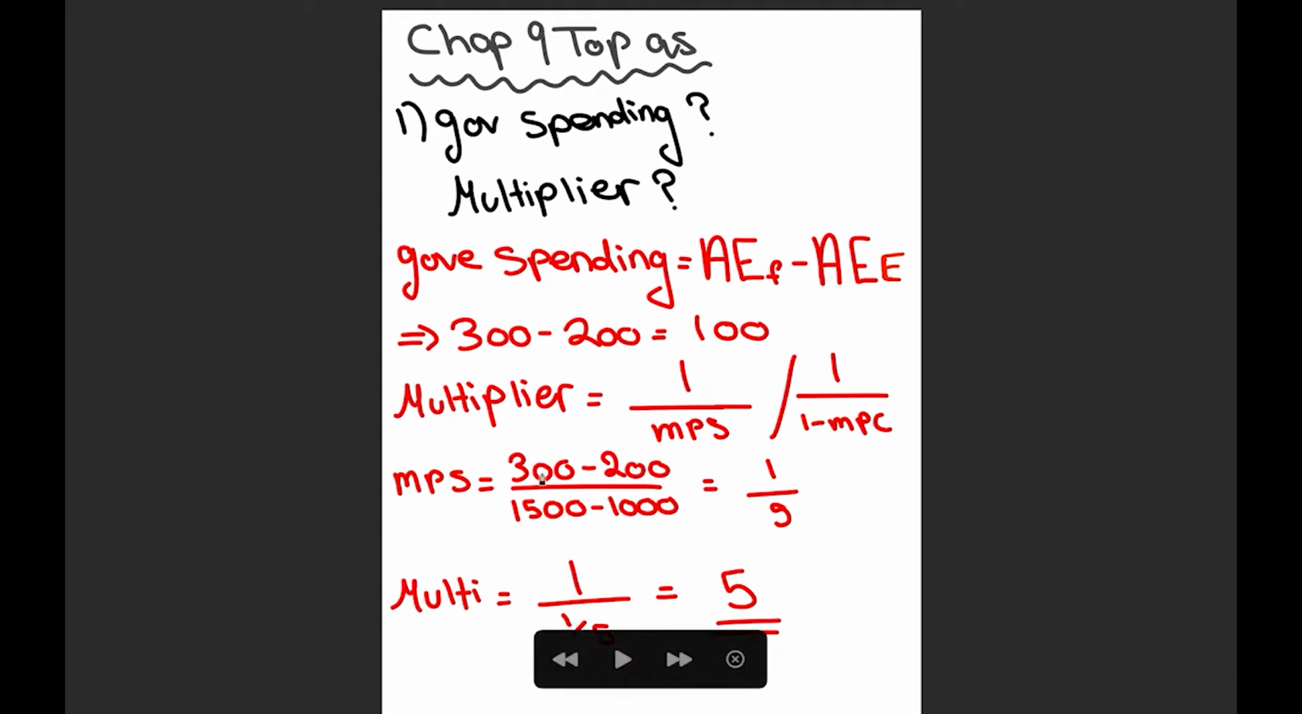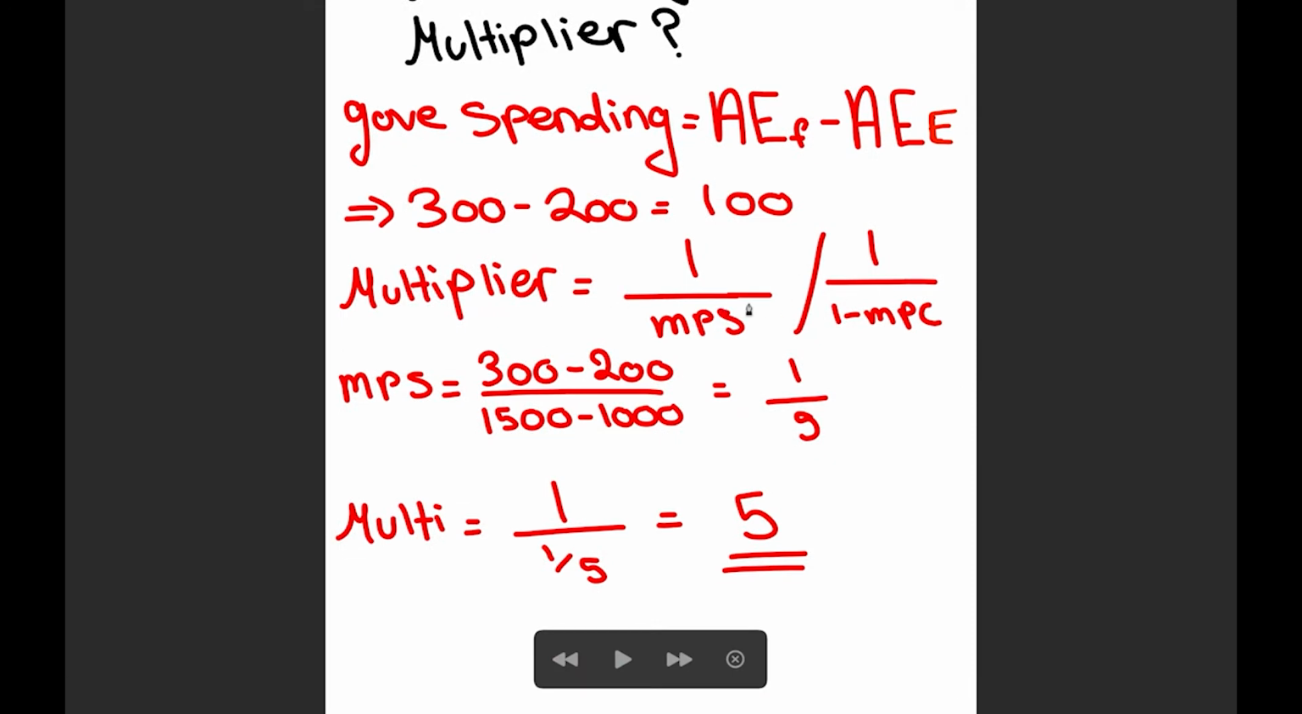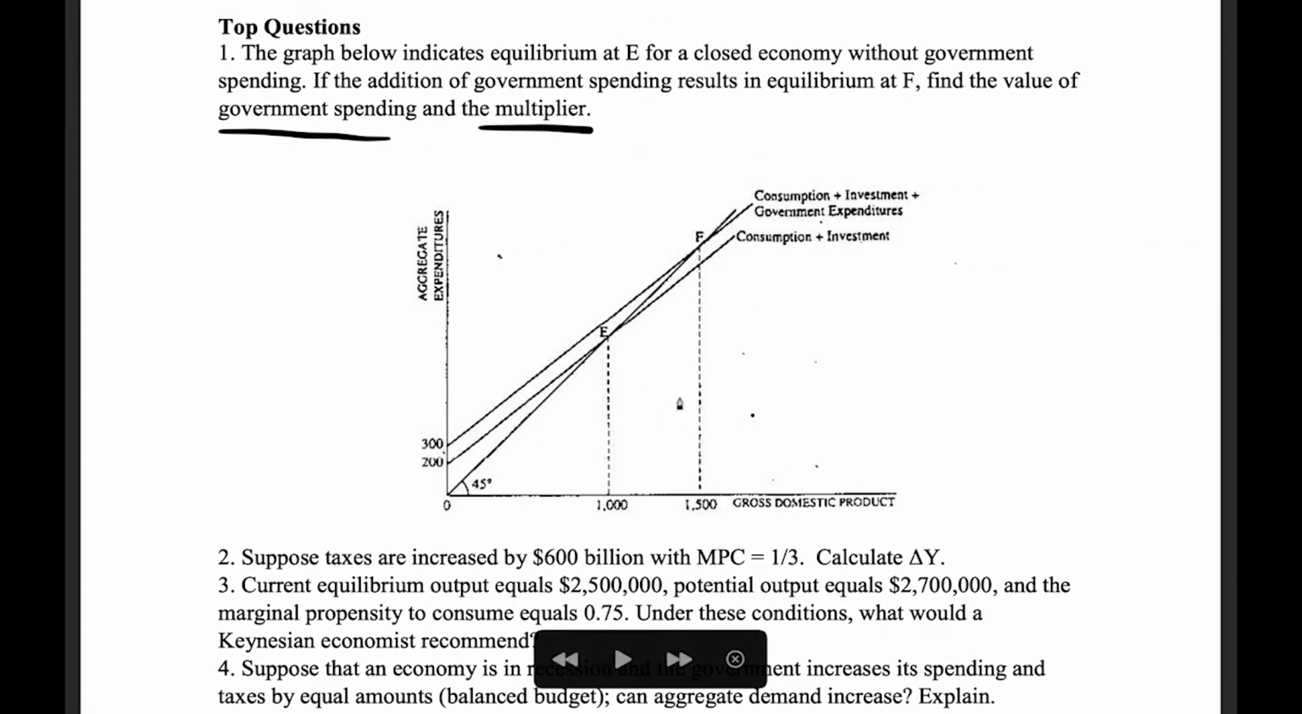Now, the other value they need is the multiplier. There are two ways to find the multiplier, either 1 over MPS or 1 over 1 minus MPC. Now, which one is easier to find in this question? Spending or consumption? Of course, spending, because we already found government spending. So, how can we find MPS? MPS is the change in spending over the change in disposable income. Let's go back to the graph and find each one.